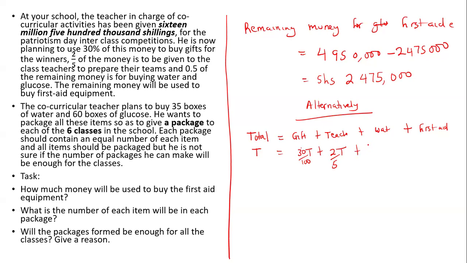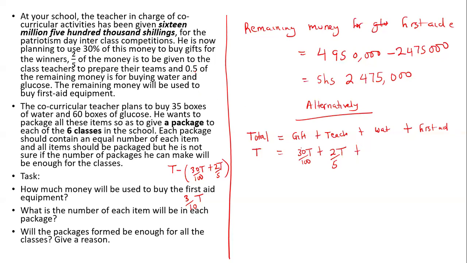The water is that amount that is remaining. So that amount that is remaining, we shall always just get our T minus 30 out of 100 T plus 2 out of 5 T. So when I quickly put that in the calculator, this is going to be 1 minus that. So here I'll end up with 3 out of 10 T. So now that is going to be the amount of money that remains. So here I'll add 3 out of 10.